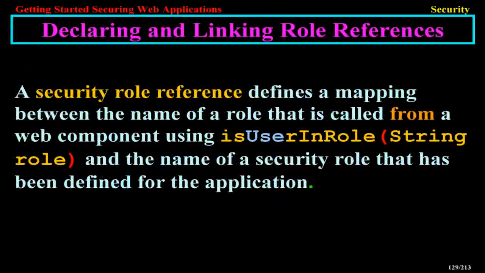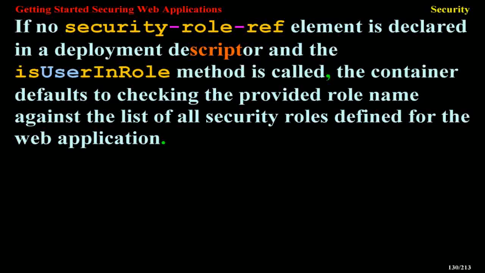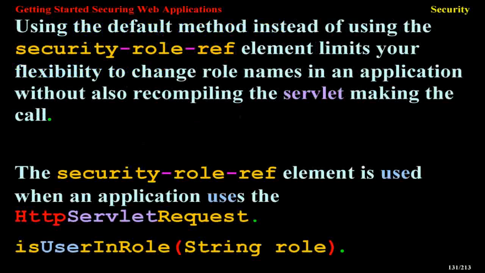A security role reference defines a mapping between the name of a role that is called from a web component using isUserInRole(String role) and the name of a security role that has been defined for the application. If no security-role-ref element is declared in a deployment descriptor and the isUserInRole method is called, the container defaults to checking the provided role name against the list of all security roles defined for the web application. Using the default method instead of using the security-role-ref element limits your flexibility to change role names in an application without also recompiling the servlet making the call.